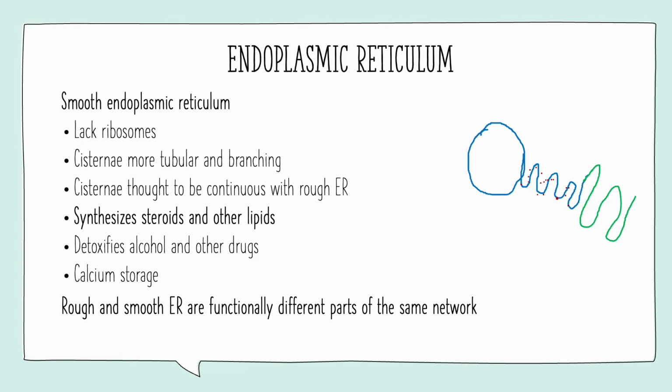They also synthesize steroids and other lipids. They detoxify alcohol and drugs, and they store calcium. So the rough and smooth endoplasmic reticulum are functionally different parts, but they're part of the same network. Okay?